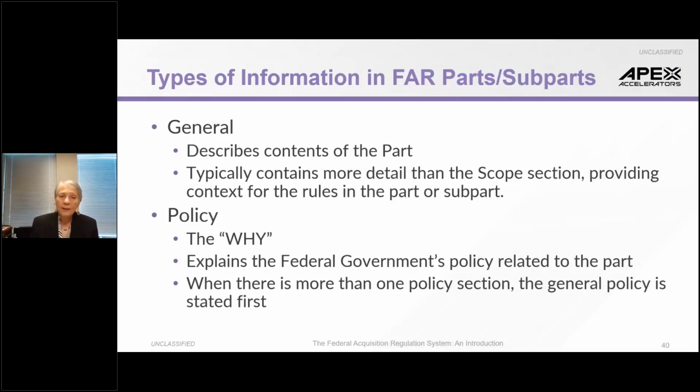General describes the contents of the part, and it's usually more detailed than the scope section. Policy, I think, is very important because I frequently get questions from contractors about why something was included in their contract or why the government cares about something. So the way you understand that is by looking at the policy portion of the FAR part that you're concerned about.